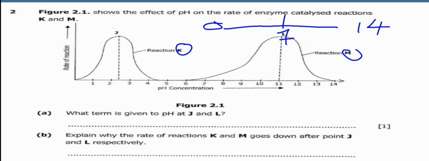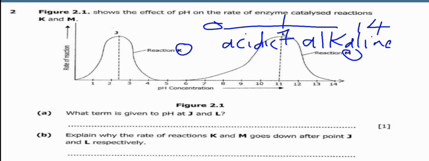Then a pH less than 7 is called acidic. So on this side here, we are going to have the acidic pH, that is, the pH less than 7. Then a pH more than 7, or greater than 7, is alkaline or alkalinity. That is one thing you need to know, which is going to help us to answer all these questions.